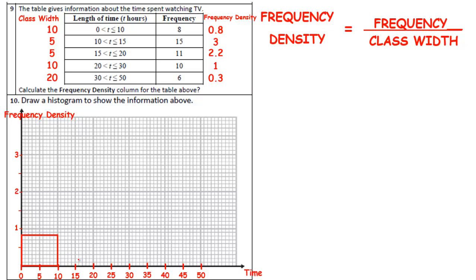Then the second bar is going to go from 10 to 15, and that's going to go all the way up to 3. The next bar is going to go from 15 to 20, again 5 wide, and that's going to go all the way up to 2.2. The next bar is going to go from 20 to 30, and that's going to go all the way up to 1. And then the final bar, 30 to 50, so all the way to the end, and that's going to go up to 0.3.